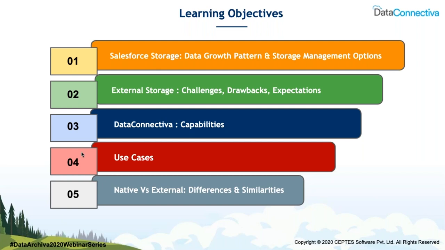Number two, we are going to talk about external storage. When looking at external storage options, what are the challenges that come with it, what are the drawbacks, and what are the general customer expectations when the data is kept in a separate storage system. Number three, we're going to talk about DataConnectiva, how it has been positioned, and how it helps in handling external storage, external data, and archiving data. We'll talk about its capabilities.